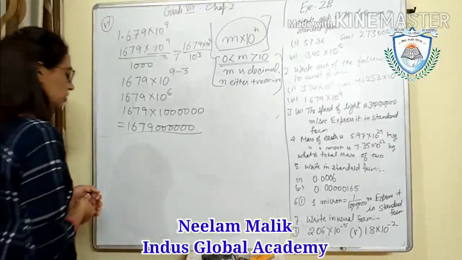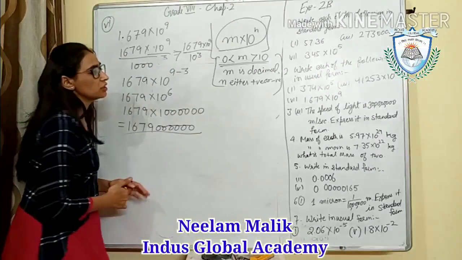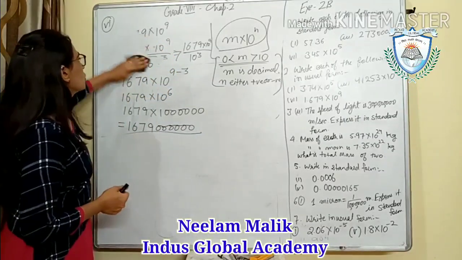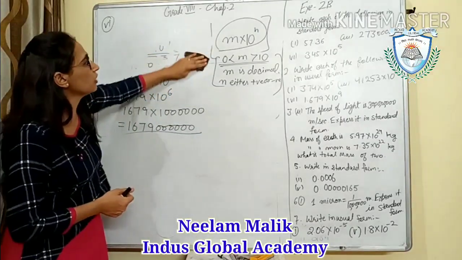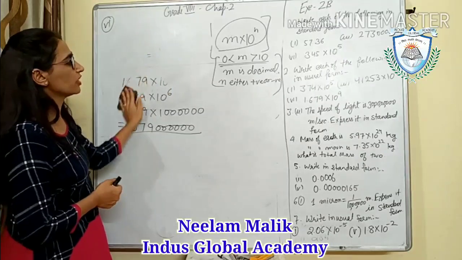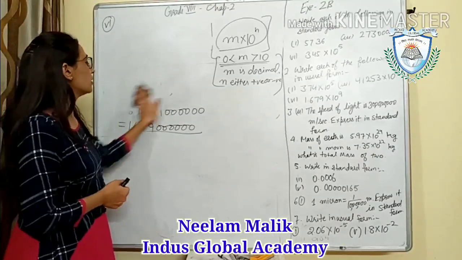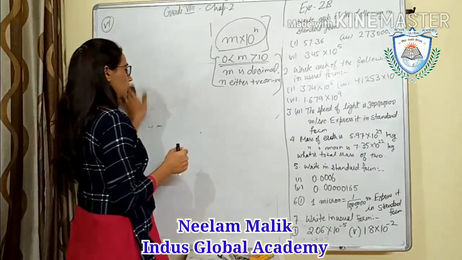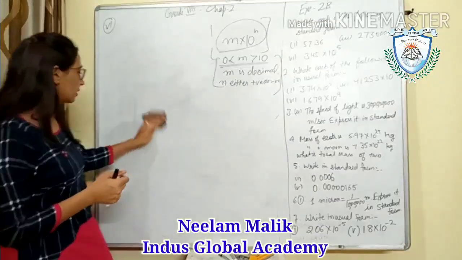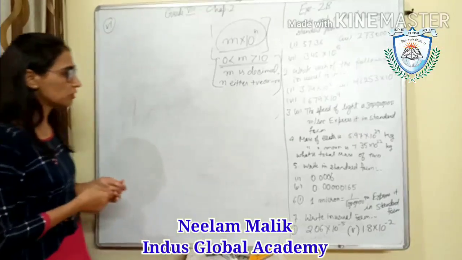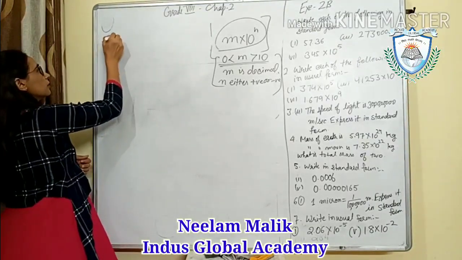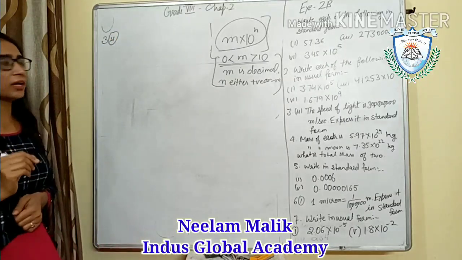Now question number 3. In question number 3, the speed of light is given to us. What we have to do? We have to express that in standard form. Standard form means in the form of m into 10 raised to power n. So question number 3, this is the second part. I have taken only the second part. First and third you will do on your own.